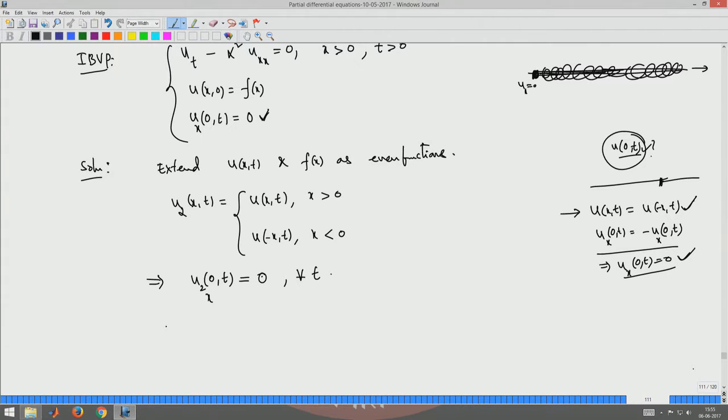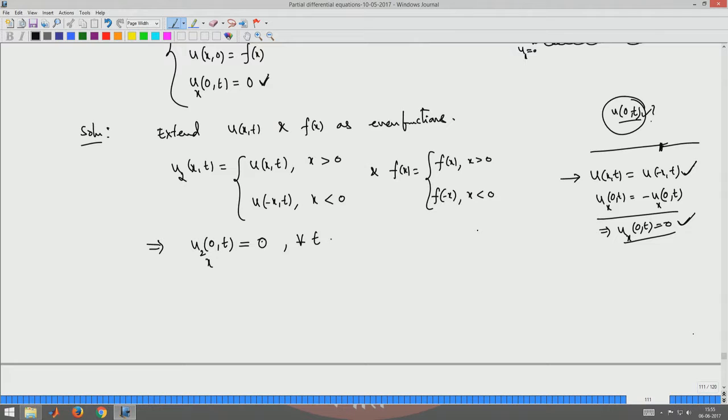And once you do this, you can also extend f(x) as an even function. So you have f(x) for x positive and f(-x) for x negative. Once you have this, I am calling my even extension f2. You can see this satisfies the heat equation already, since two x derivatives will not give any minus or plus sign. So this will also satisfy the heat equation.